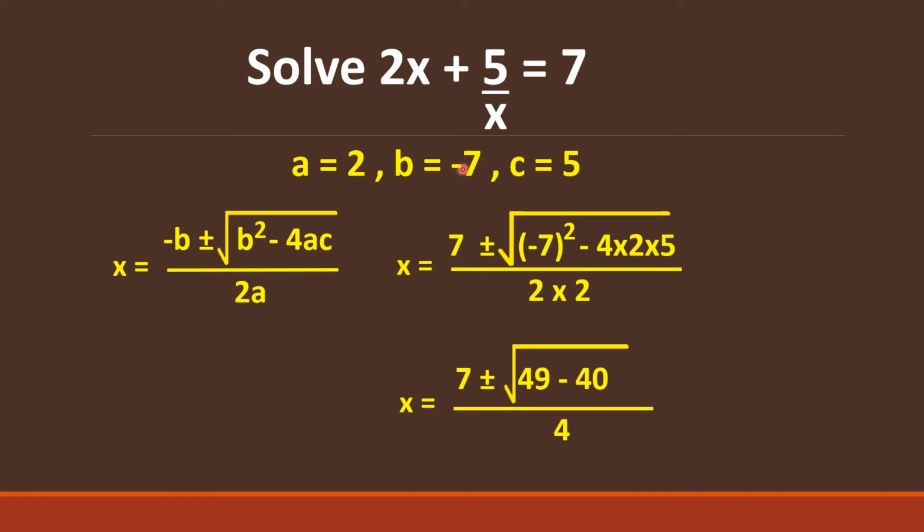Minus into minus 7 becomes plus 7. That plus or minus square root of b square, 7 square, minus 4 into 2 into 5, that is 4ac, divided by 2a, 2 into 2. Thus, we get x is equal to 7 plus or minus square root of 49, that is minus 7 into minus 7 is 49, and 4 into 2 into 5 is 40. So, 49 minus 40 divided by 4.